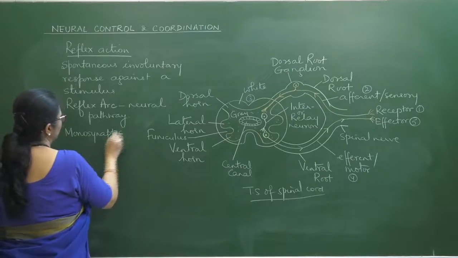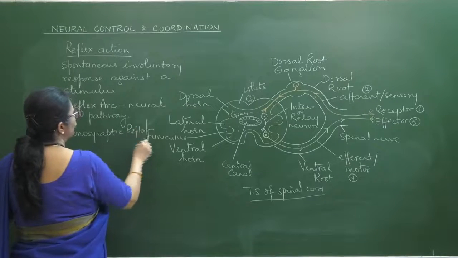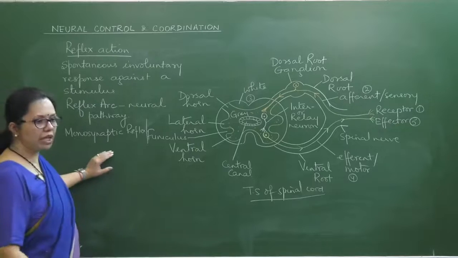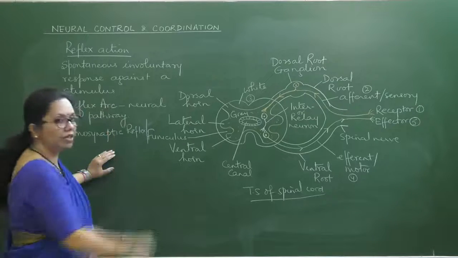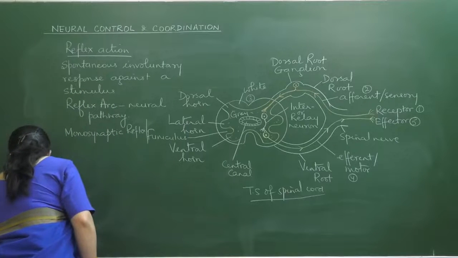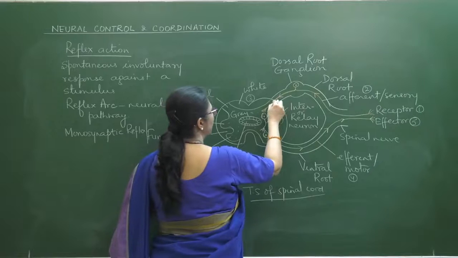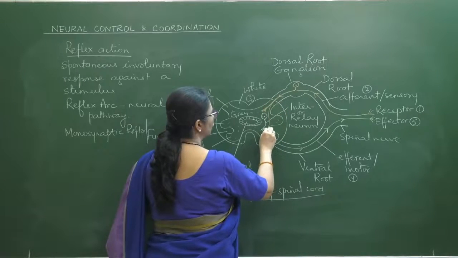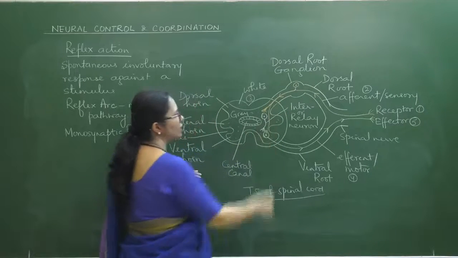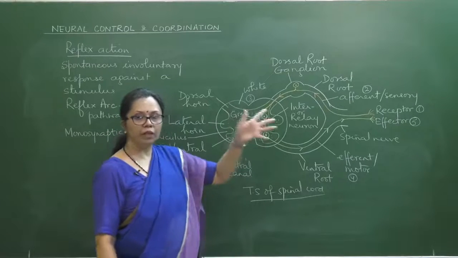Monosynaptic reflex. Now when we say monosynaptic reflex, that means there is a single synapse in the entire reflex arc. And how is that made possible? Because there are certain sensory fibers which will be directly synapsing with the motor neuron here. So that means they are bypassing the interneuron. So you see only one synapse here, nothing else.